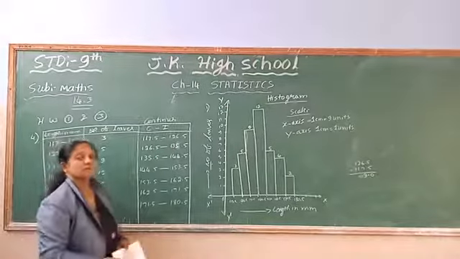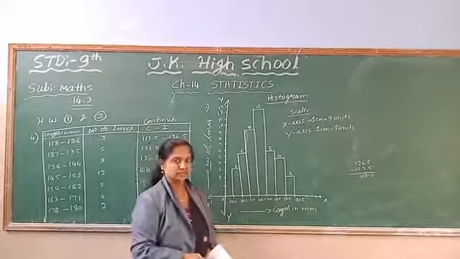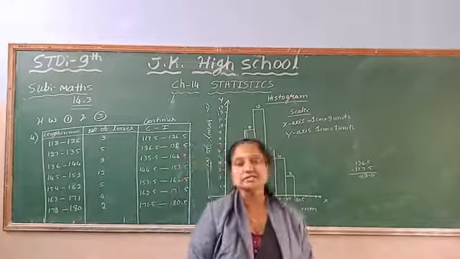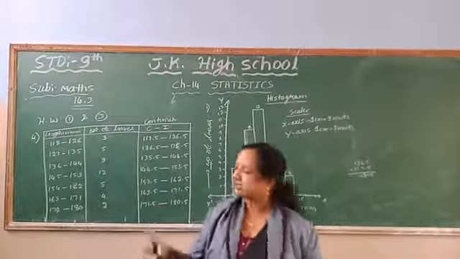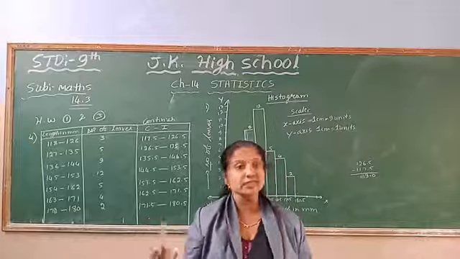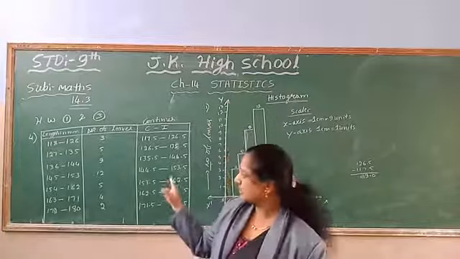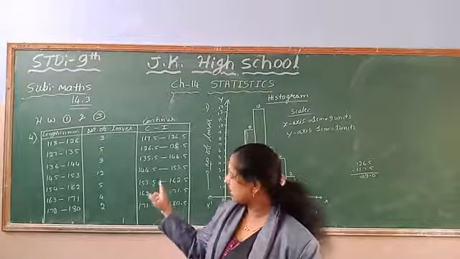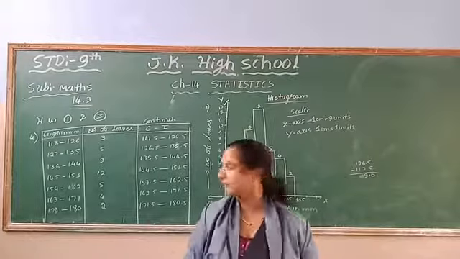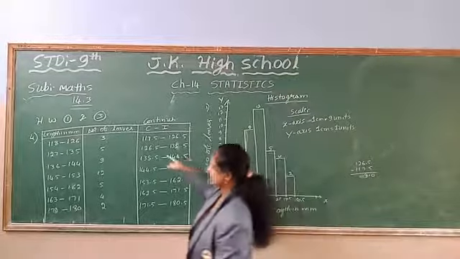For a histogram, you have to convert the class interval into continuous form if it is not already in continuous form. Already they had given it in continuous form, so there is no need to change. Now it is not in continuous form, so I have changed it to continuous form. Then the number of leaves they give.